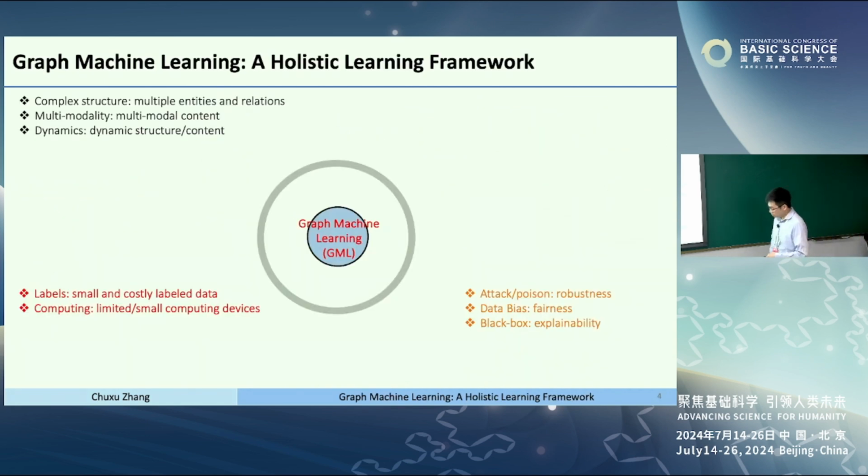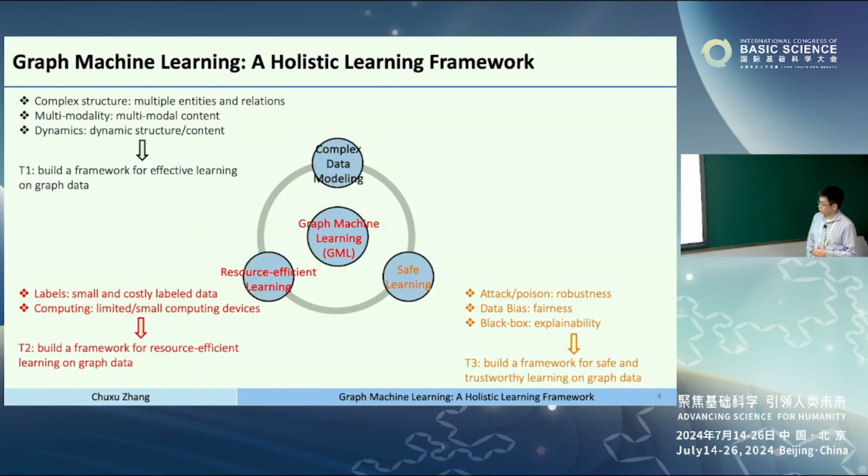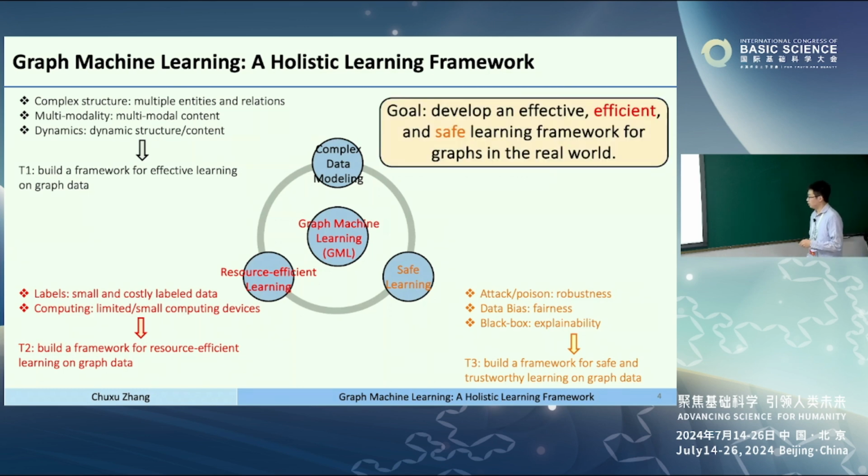Okay, so to summarize, to handle the complex data challenges, which include complex structure, multimodality features, and dynamics, I hope we can build a framework for effective learning on graph data. And the second one, for the limited resource constraint challenges, including two kinds of resource constraint, the first one, label constraint, the second one, computing resource constraint, how can we build a framework for resource efficient learning on graph data? So that is the second task. And for the third task, in the face of these safety challenges, how can we build a framework for safe and trustworthy learning on graph data? So by combining these three tasks together, the overall goal is to develop an effective, efficient, and safe learning framework for graph data in real world applications.